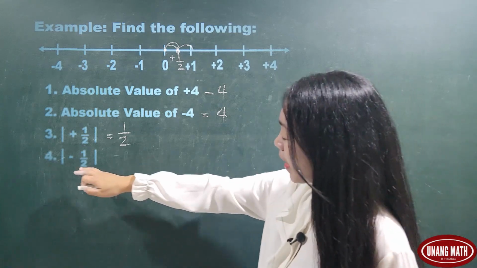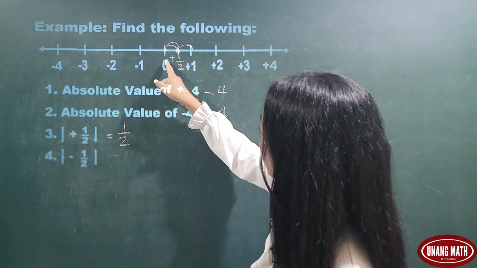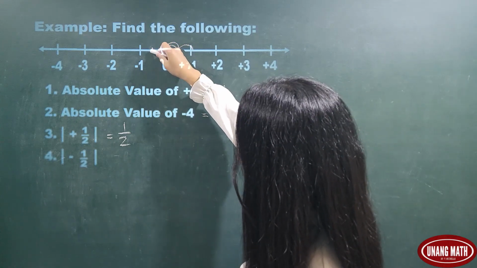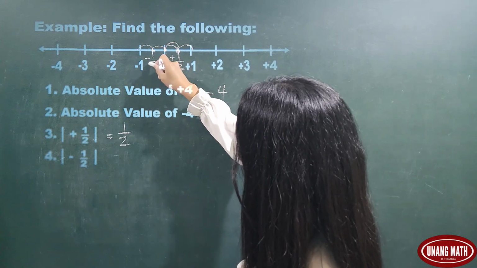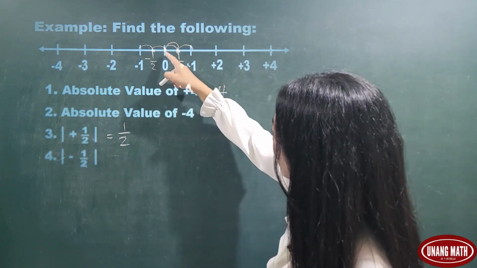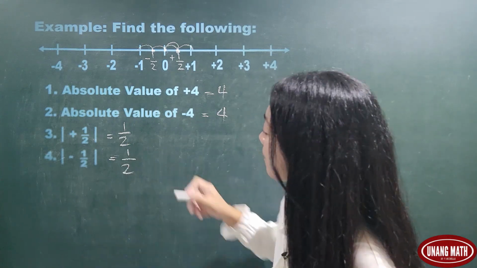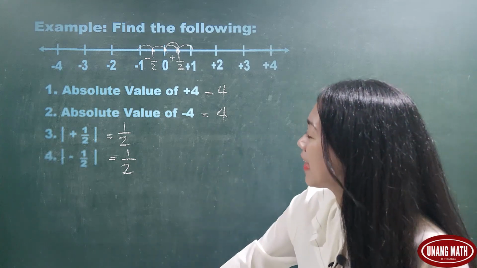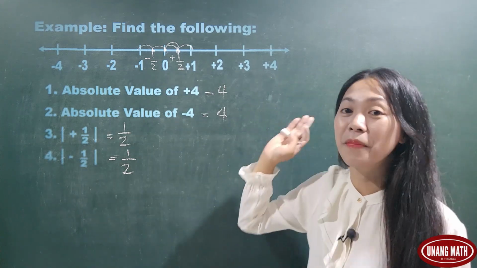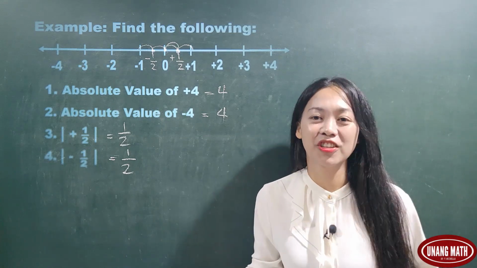How about absolute value of negative 1 half? Negative 1 half is between 0 and negative 1. So divide this by 2. This is negative 1 half. So what is the distance from the origin to negative 1 half? The answer is 1 half. We can also put decimal numbers on a number line, but we need to convert decimal numbers to fractions before putting them.